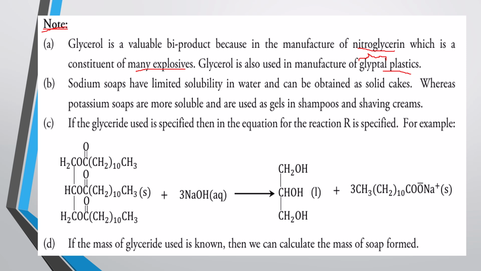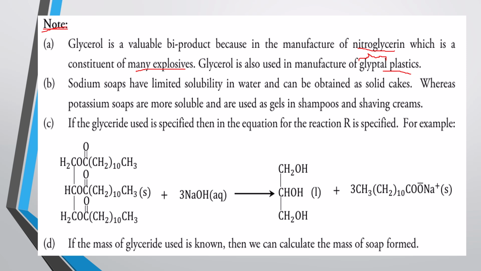If soap is used at home for doing laundry, then what about other products formed when you're manufacturing soap, such as glycerol? What are they going to be used for? And this is the purpose of this note. So glycerol is going to be used in the manufacture of plastics.